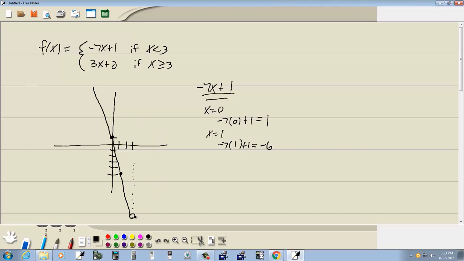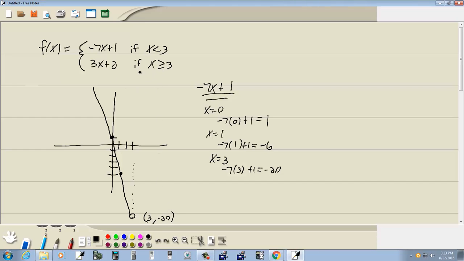Okay. We'll come back to this. Well, actually, I'll go ahead and do it. If I plug in 3, I'm trying to figure out what this point would be, even though it doesn't exist. If I put 3 in, I got negative 7 times 3 plus 1. Negative 7 times 3 is negative 21, plus 1 is negative 20. And I really got that off, but this would be 3, negative 20.